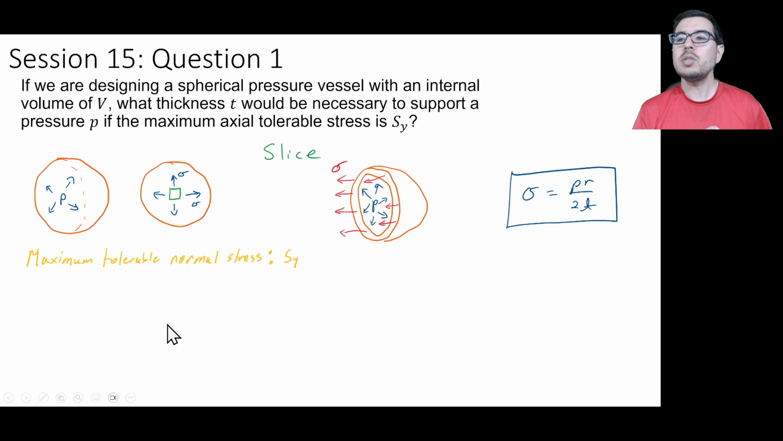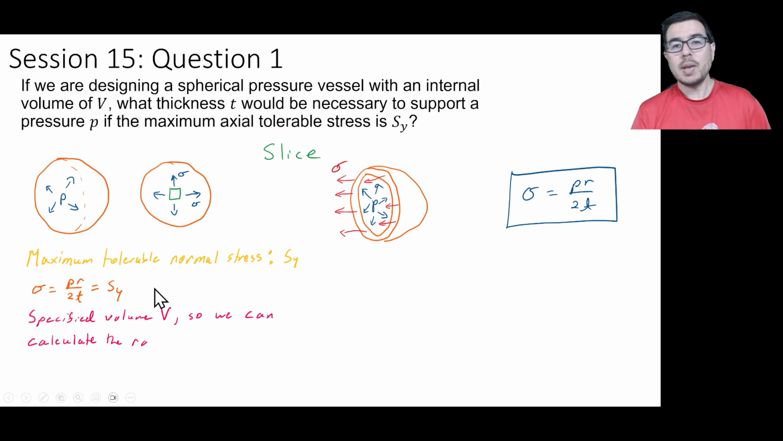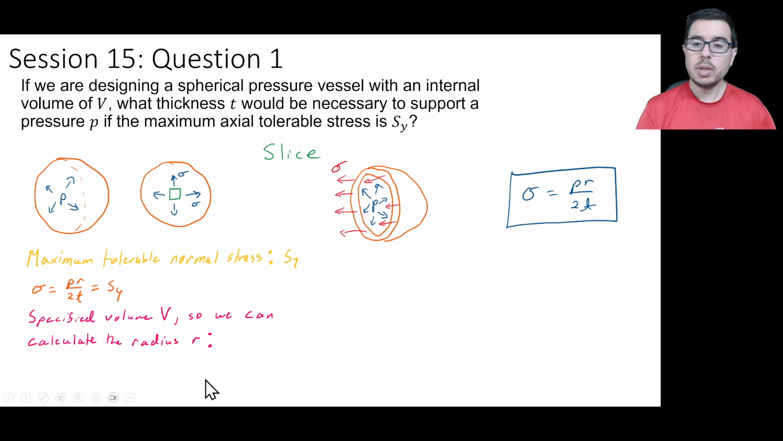And we also know that we have a relationship for the normal stresses in the thin-walled spherical pressure vessel, namely sigma equals PR over 2T. So we're going to equate this S_Y, this tolerable yield strength, to the sigma. And the volume is specified in the problem, so we can calculate the radius r.